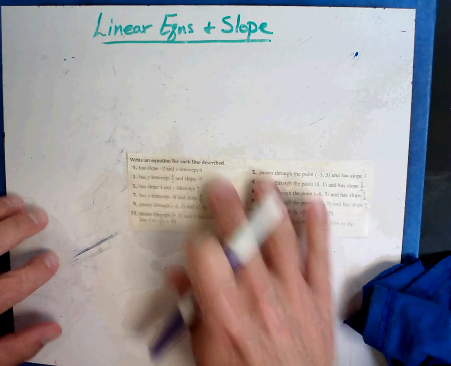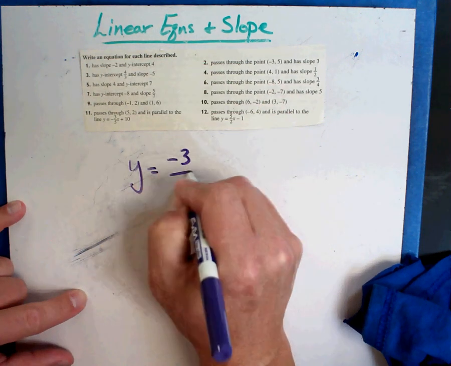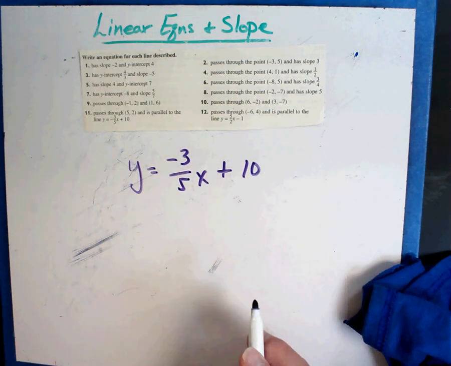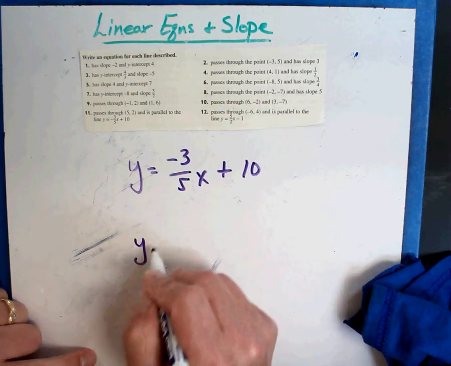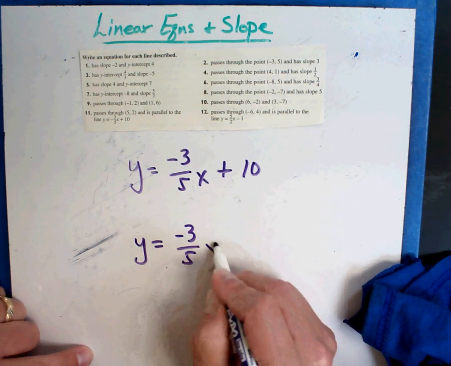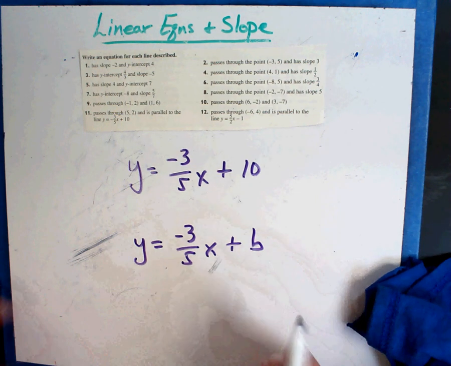All right, I bet you got this one. They gave us a line that's minus 3 over 5x plus 10. So that's an equation, and they said it's parallel. So my new line, parallel, they have to have the same slope. But that doesn't mean they hit the y-axis at the same place. So I know I'm going to have to find that out.